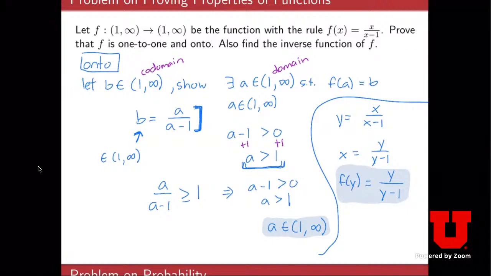Don't you have to solve for y? That won't always be the case. F, let's see.